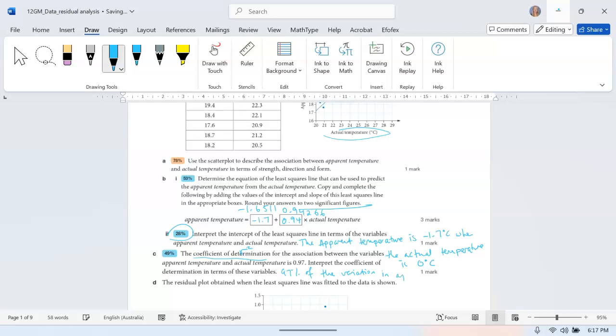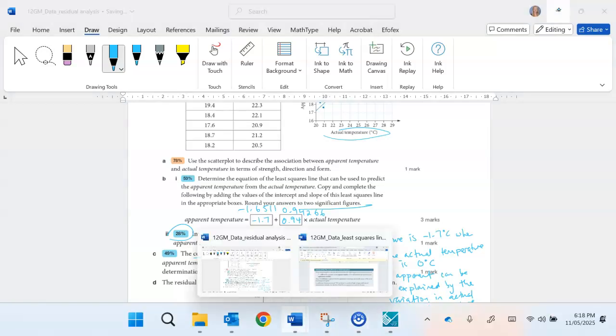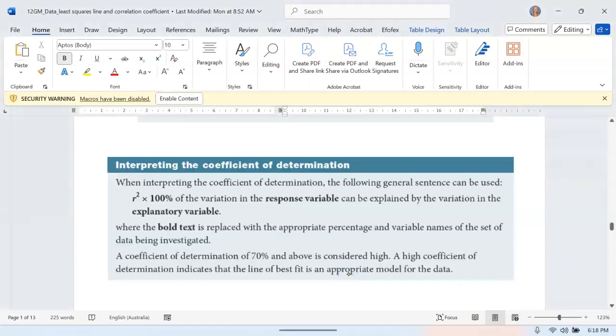in apparent temperature, your Y variable, can be explained by the variation in actual temperature. See, like just having those sentences there. This 28% and 49% business should be much higher. Let me just make sure I've been consistent.